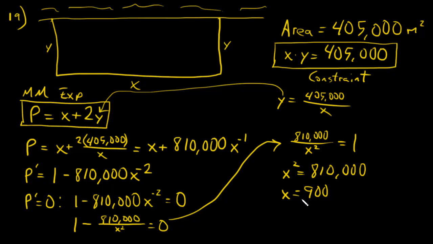Alrighty? So now that I've got X, I need Y. Well, how do I figure out what Y is? Y is 405,000 divided by X. So Y is 405,000 divided by 900. And it turns out, drum roll, that's 450. So I'm going to have 450 feet of fencing for the Y's and 900 feet of fencing for the X.